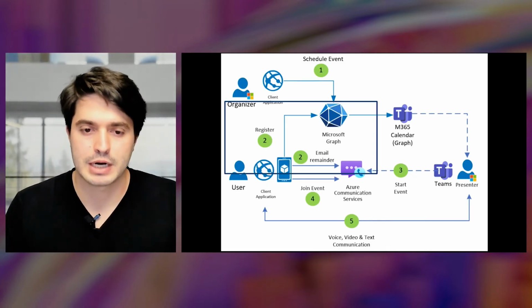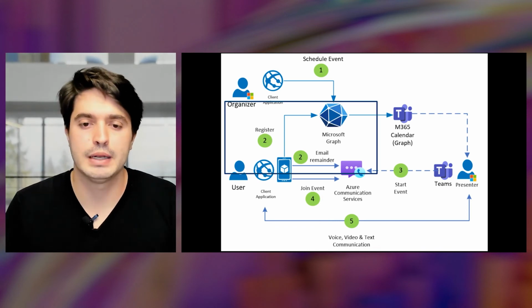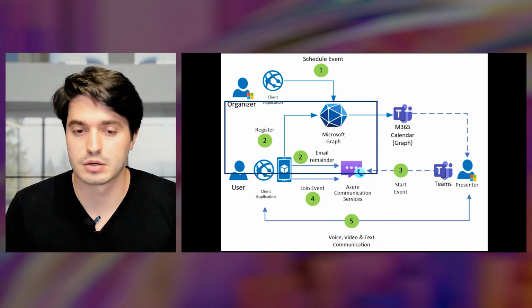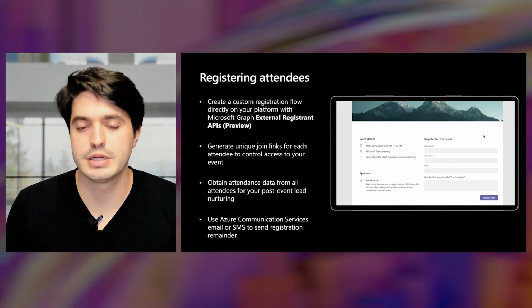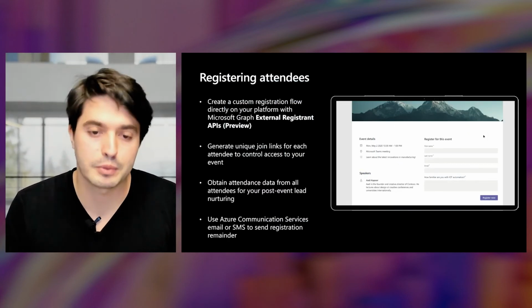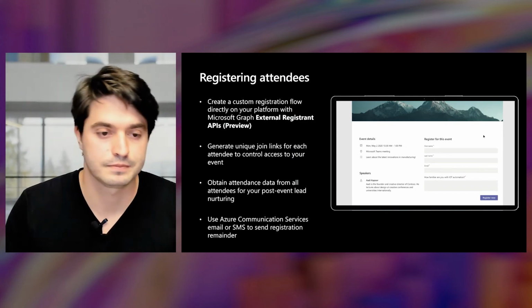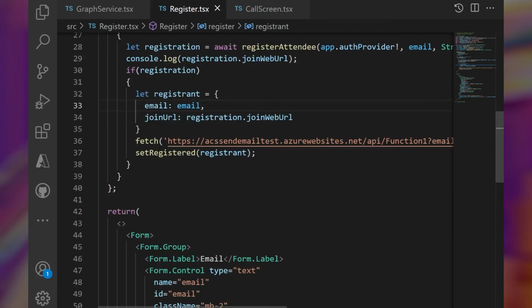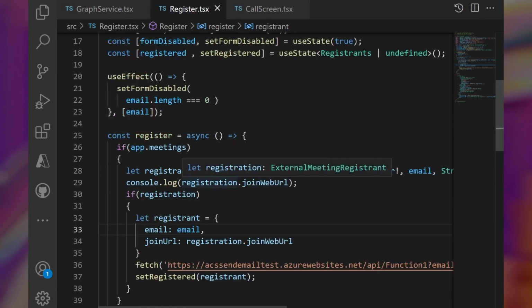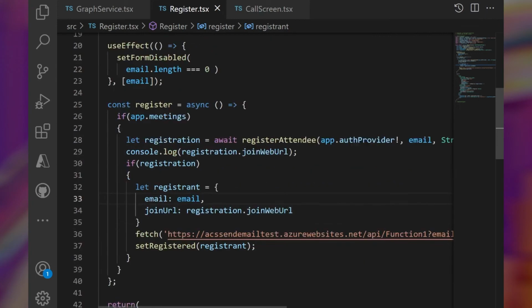The next pieces that we're going to be exploring is the actual ability for us to register users or attendees for my event. We're also going to be taking a look at how we're using Azure Communication Services to send an email reminder to those attendees. Here in the code, you can see the register attendee flow that we've created. I'm starting by collecting the email address for my attendees so that I can not only send them the email reminder, but also use that as registration information.